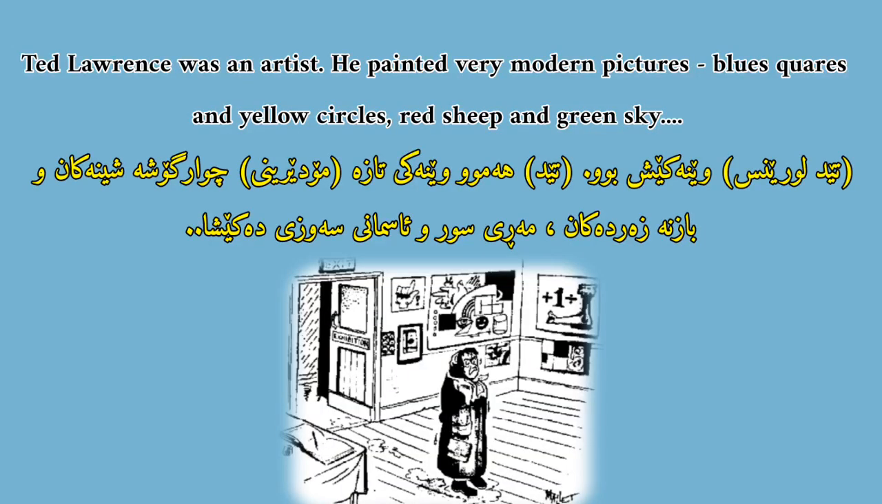Ted Lawrence was an artist. He painted very modern pictures, blue squares and yellow circles, red sheep and green sky.